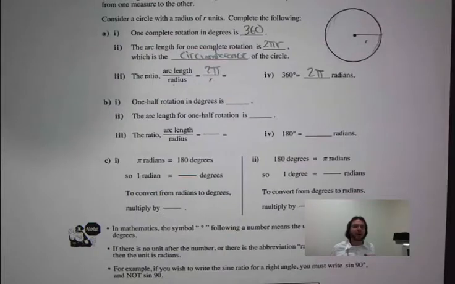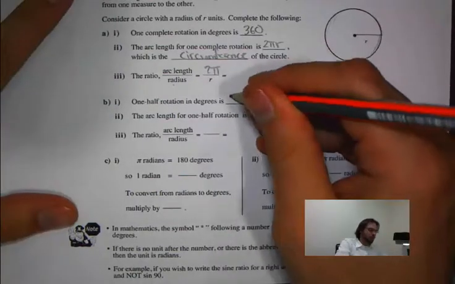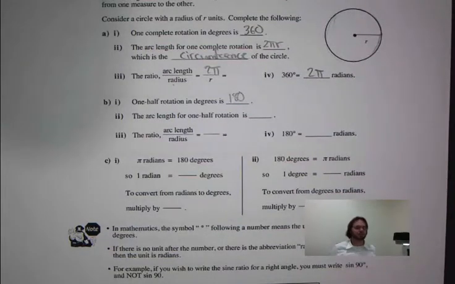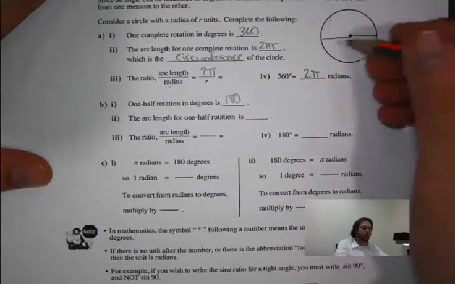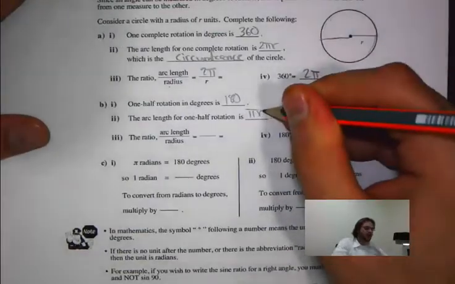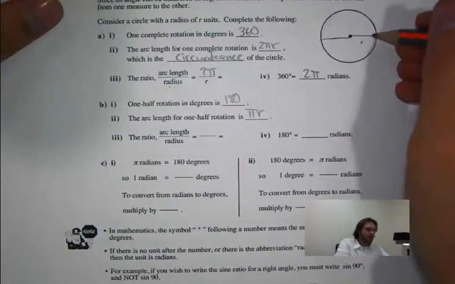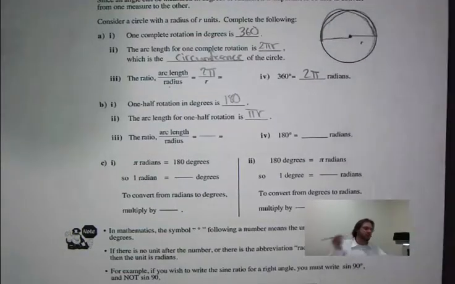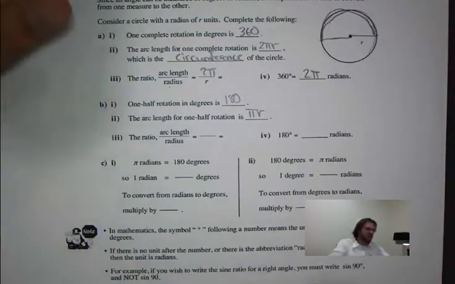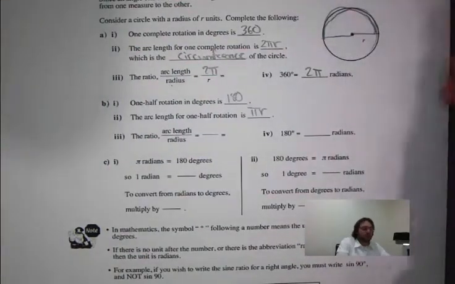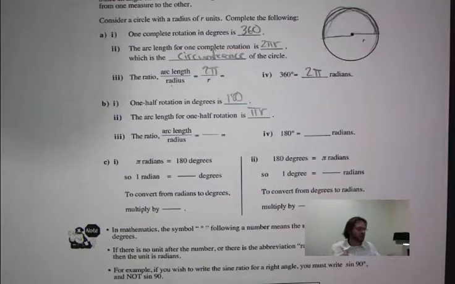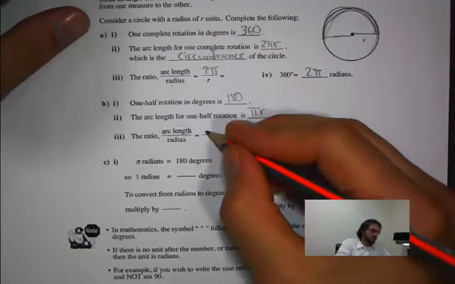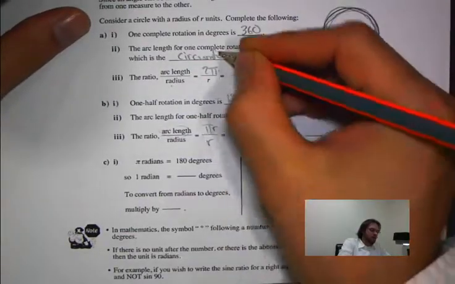Now the next one says one half of a rotation, in degrees, is 180. The arc length for half a rotation is, well, if it's 2 pi r the whole way around, then it's only going to be pi r halfway around. The radius multiplied by pi gives us the circumference of half a circle. So 2 pi r divided by 2 is pi multiplied by r, which gives us the length for half the circle. So the ratio is arc length divided by radius. That's pi r divided by r, so I've got my r there.